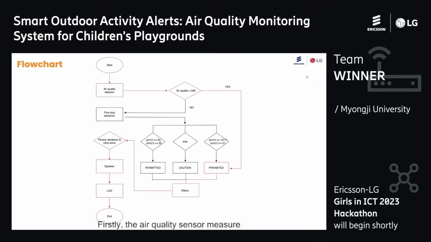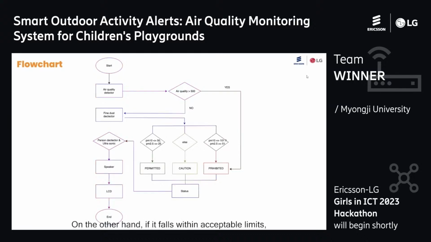Firstly, the air quality sensor measures, and if the measured value is higher than the specified reference value, it is classified as prohibited. On the other hand, if it falls within acceptable limits, we proceed to measure the concentration of fine dust and classify the status based on the following conditions. Subsequently, when a person is recognized by the human body sensor and the ultrasonic sensor, this status is transmitted. A message corresponding to the status is then output through the speaker and displayed on the LCD screen.